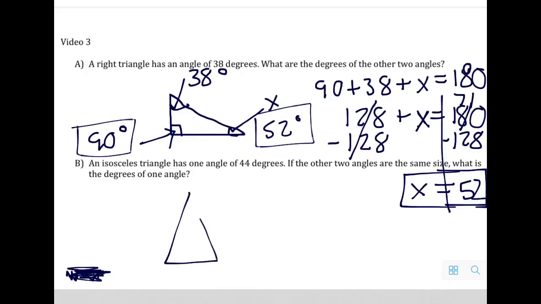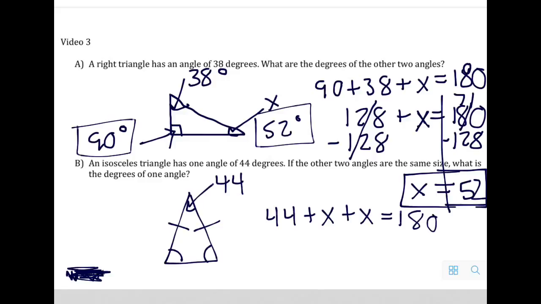So an isosceles triangle has two sides that are the same, and also has two corner angles that are the same. They're opposite of the congruent sides. So one angle is 44 degrees, so that has to be this angle, because it says the other two angles are the same size. So we know that 44 plus x equals 180. So basically, if I add up all the angles, I'm just calling this angle x and this angle x. If I add up all the angles, I get 180.